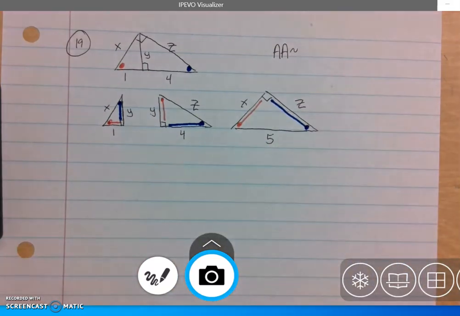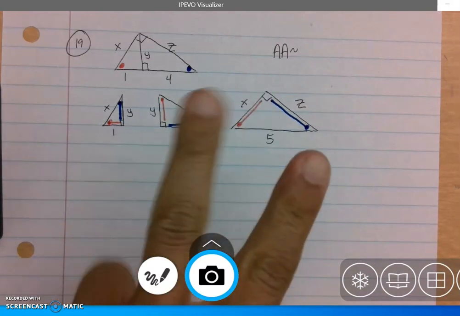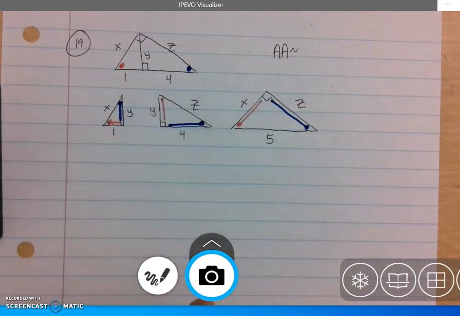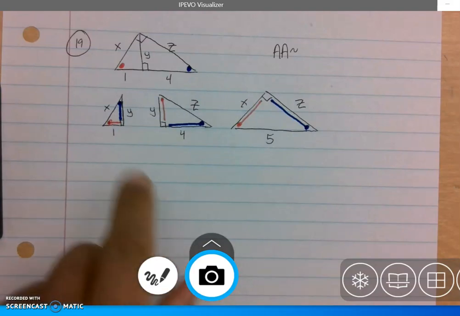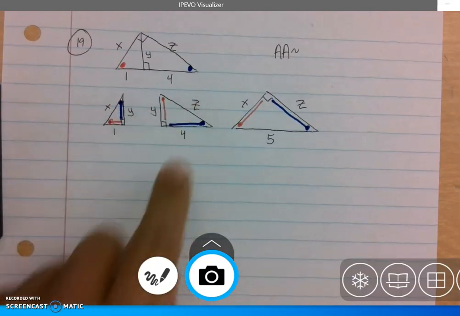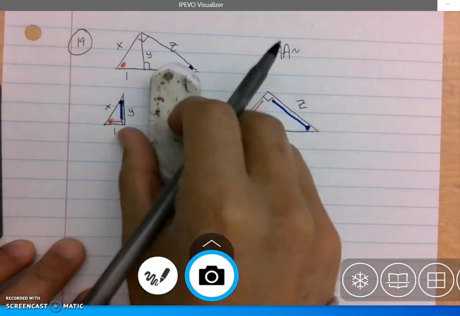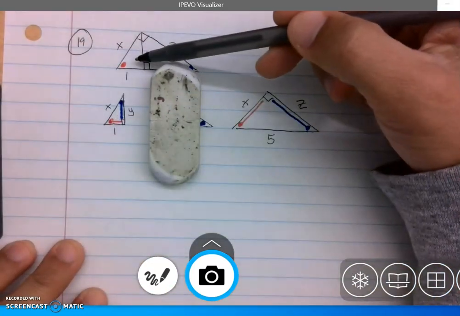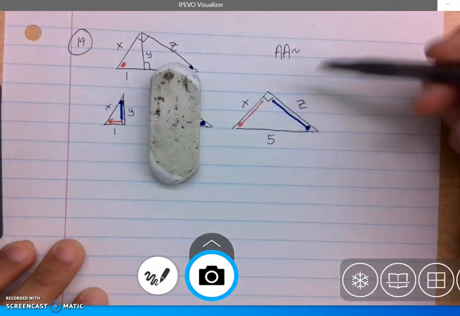Let's solve for x. Now there's 3 triangles. You're only going to pick 2. So which 2 do you really pick? Well, you're going to solve for x. So notice this triangle here, y, z, and 4. This one doesn't even have the letter x, so I'm just going to block it out. So you're using the small one on the left and the big original one.